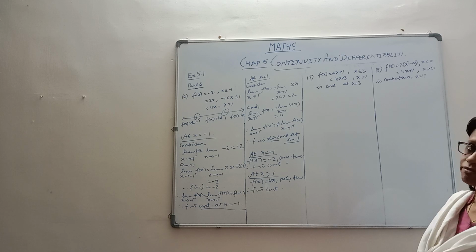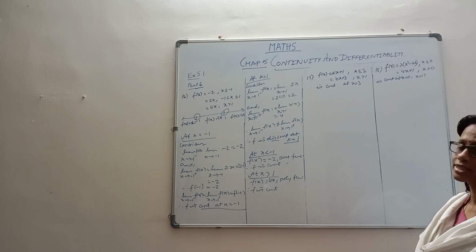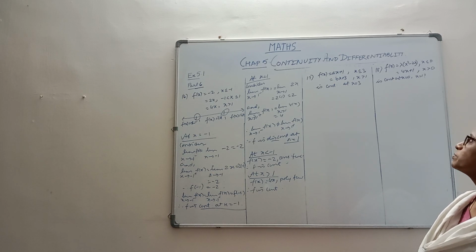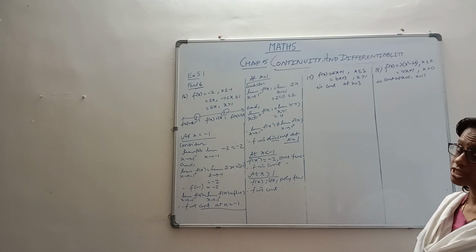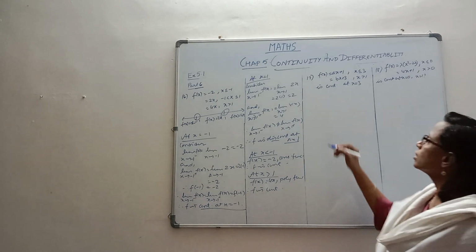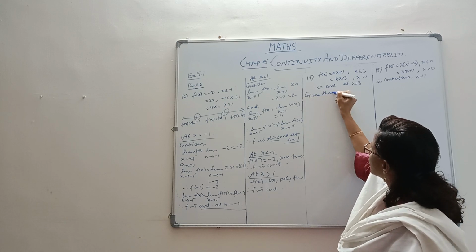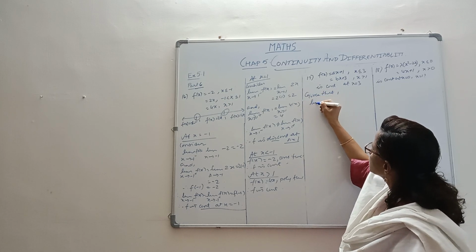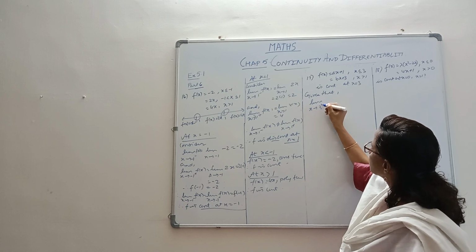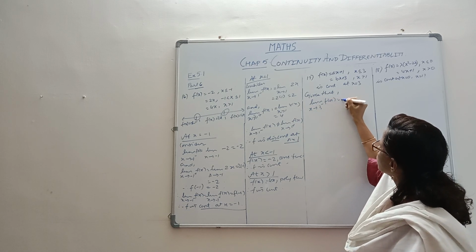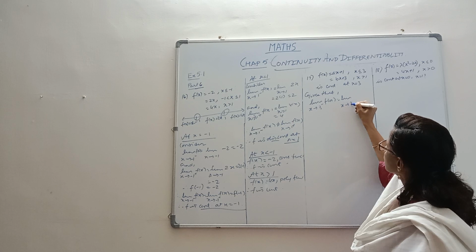They give us a function f which is defined as ax plus 1 when x is less than or equal to 3. It is defined as bx plus 3 when x is greater than 3. The function is given as continuous. So let's check what is given. Given that it is continuous at x equal to 3 means the limit as x tends to 3 minus f of x is equal to the limit as x tends to 3 plus f of x.